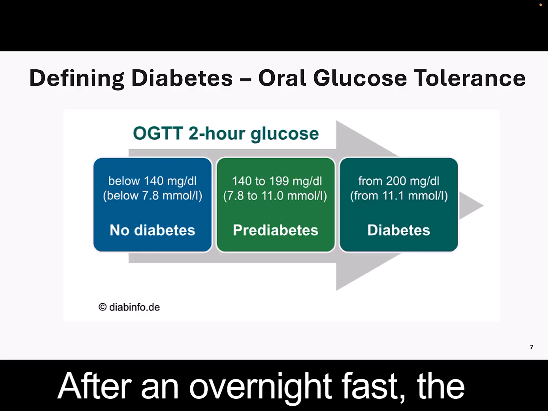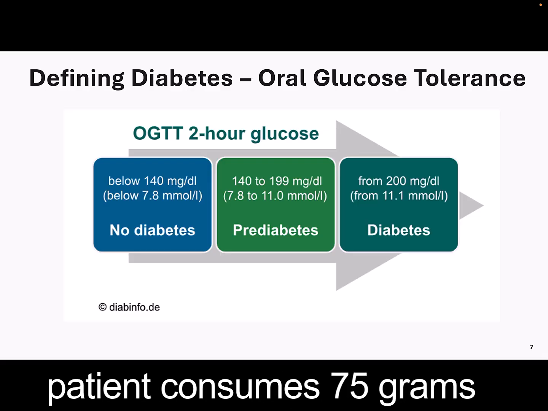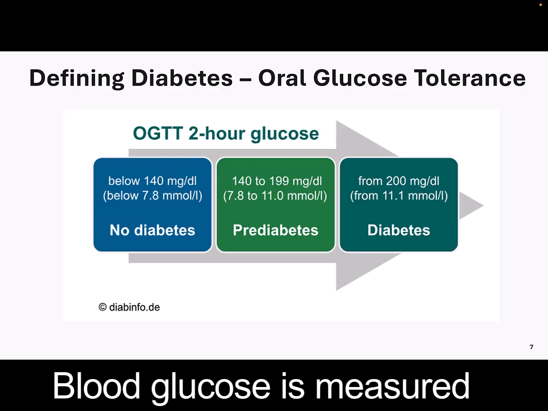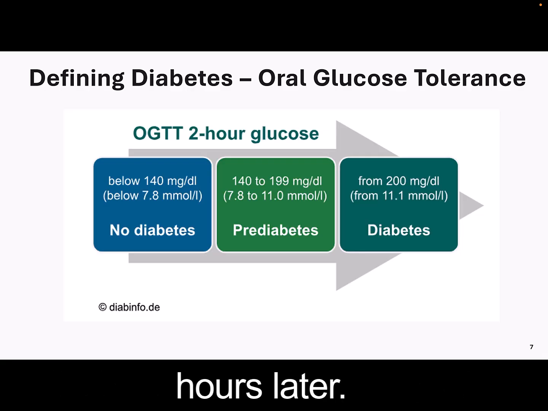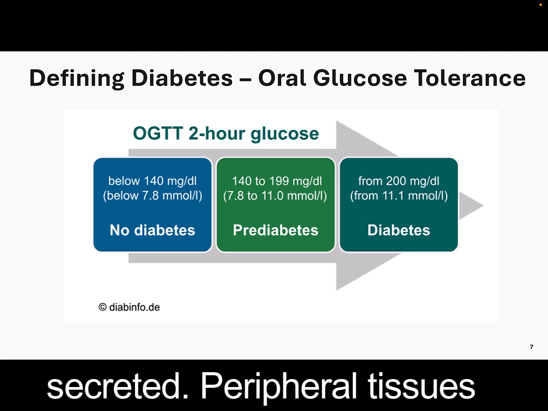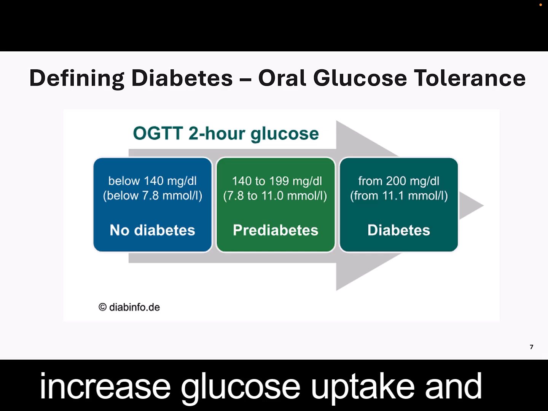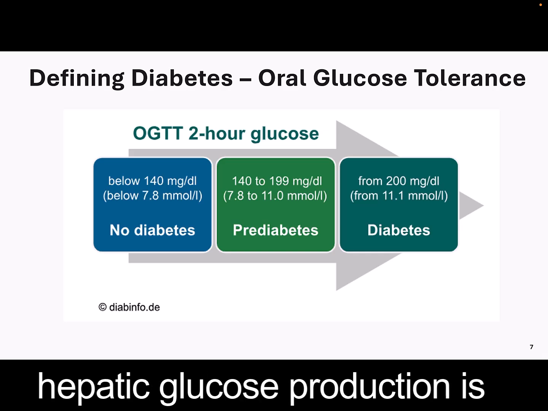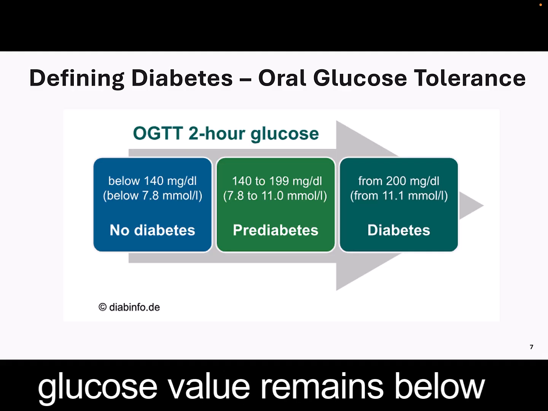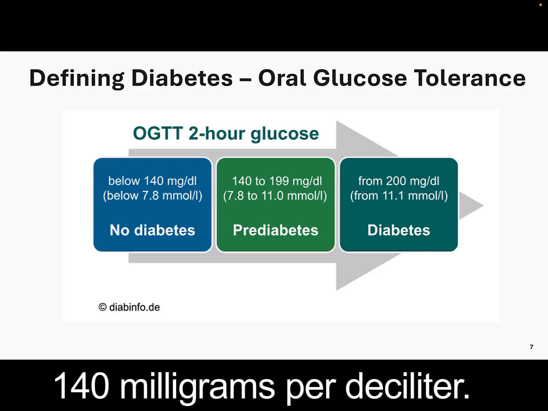After an overnight fast, the patient consumes 75 grams of glucose. Blood glucose is measured at baseline and again 2 hours later. In a metabolically healthy individual, insulin is rapidly secreted, peripheral tissues increase glucose uptake, and hepatic glucose production is suppressed. As a result, the 2-hour glucose value remains below 140 milligrams per deciliter.